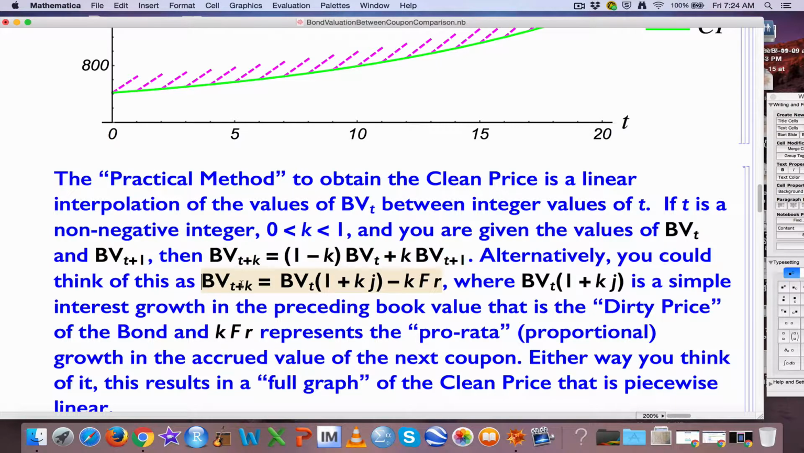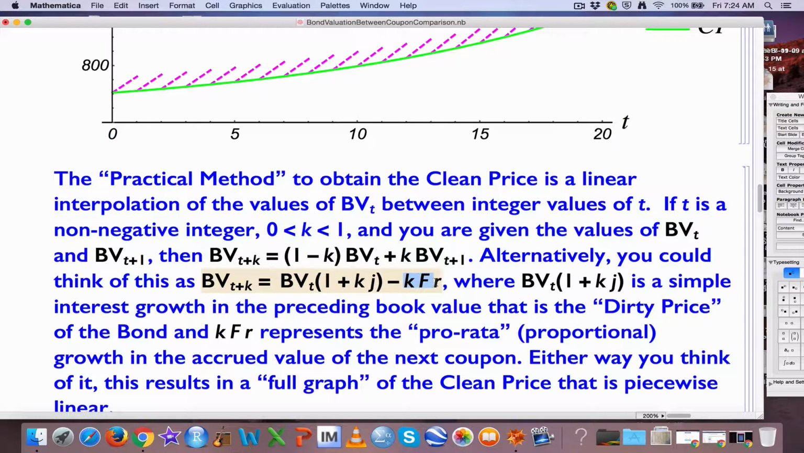Alternatively, you can write the formula like this. You should check that. This, once again, like before, is the dirty price, but now it's with simple interest, it turns out. The k is not in the power, it's the multiplier of the j in here. That makes this simple interest, and if you recall, simple interest does give you straight line growth. That's the dirty price there.